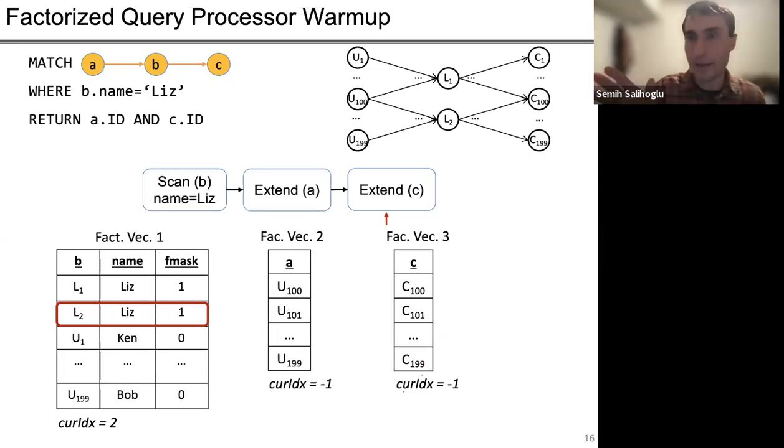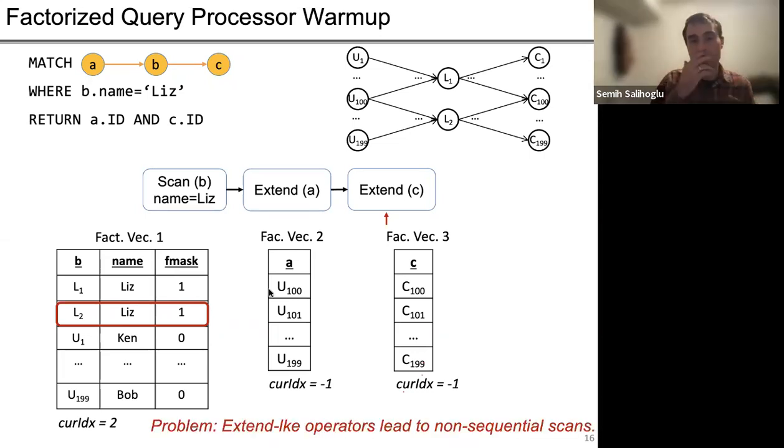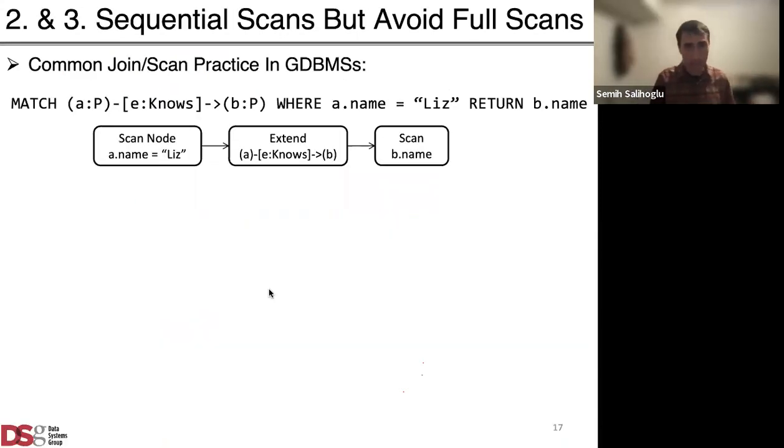So why am I calling this a warm-up? Because it still uses these extend-like operators, which lead to non-sequential scans. And if you remember our design goals, we didn't want to have non-sequential scans. And let me show you why these extend type of operators lead to non-sequential scans, right?